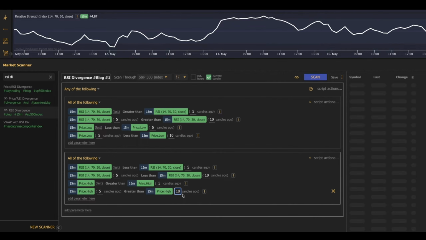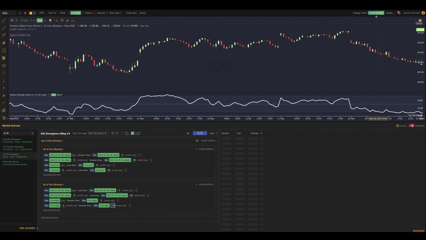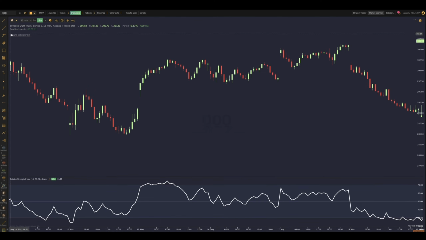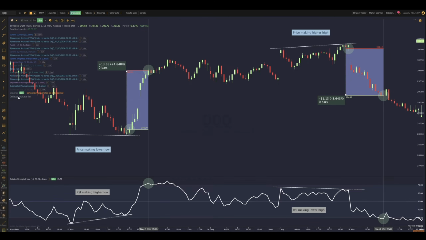Now that we understand how to script it, let's see it on the chart. I'm going to turn my drawings back on here. And now we have two scenarios. On the left-hand side, the bullish scenario. We see price making lower lows while RSI is making higher lows. We enter in on the break of the high of the candle that makes the lower low.